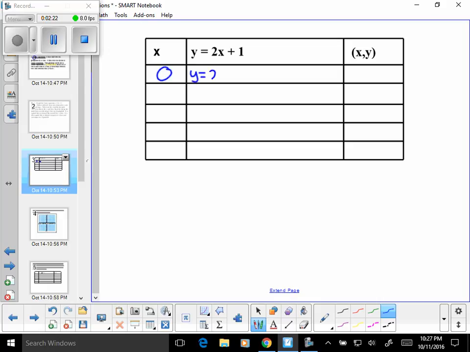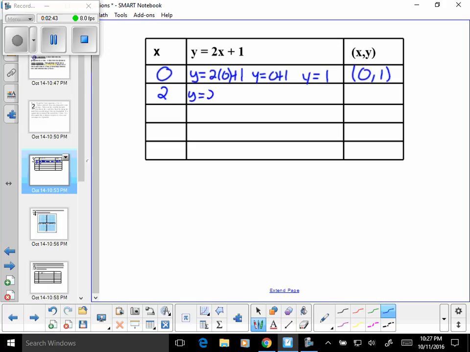Y equals 2 times 0 plus 1. So y is going to equal 0 plus 1. Therefore, y will equal 1. This is going to be that y-intercept. I'm going to stay with some fairly small numbers. I'm going to pick 2.